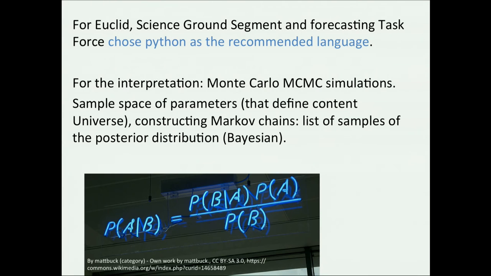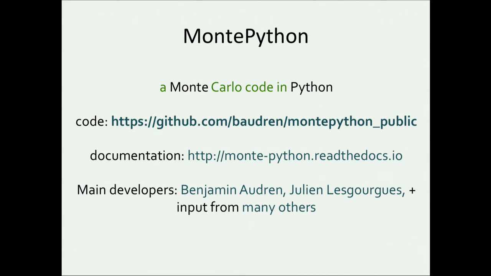So we try to build chains that reconstruct the posterior distribution, so the probability to have that model given those data. And we have several tools for that, but in particular, there's one that I want to mention because it's written in Python and it's a code which is open source. It's called Monte Python. It's a Monte Carlo code written in Python. You can find it on GitHub. There's documentation, and the main developers are Benjamin Audren and Julien Lesgourgues, plus many, many others. So this, for example, will also be used for the forecasting activity in Euclid.